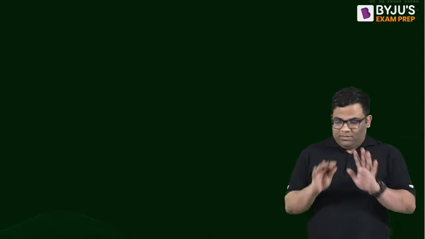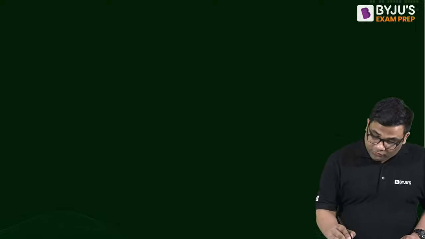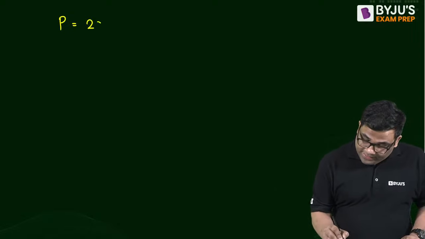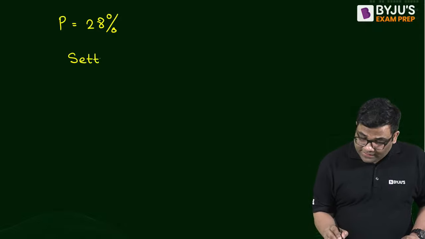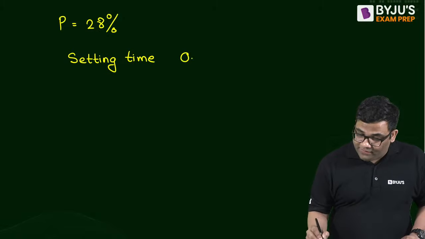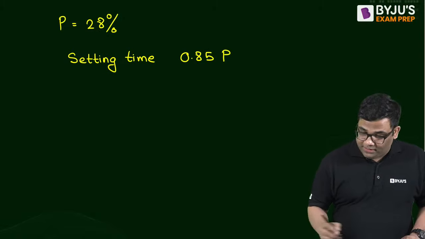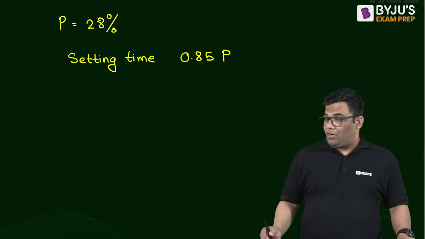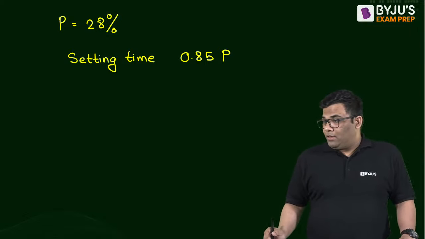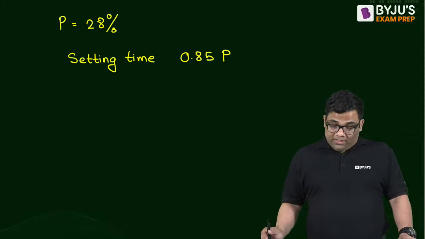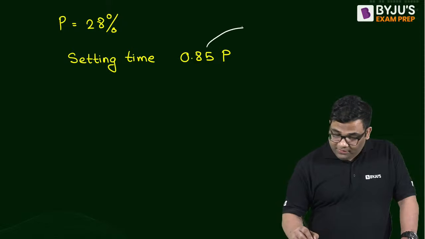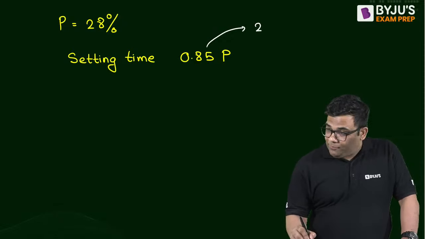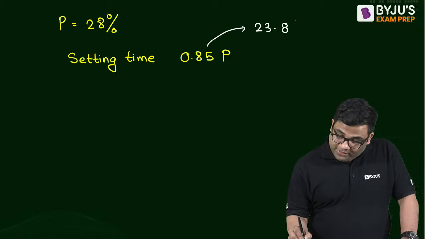So let us forget the question. If P is given as 28%, for setting time, how much water content are you getting? For setting time, 0.85 of P, tell me. Please write in the comment section. Some other books mention P by 4 plus 3 for this. Okay, how much do you get? 23.8%?